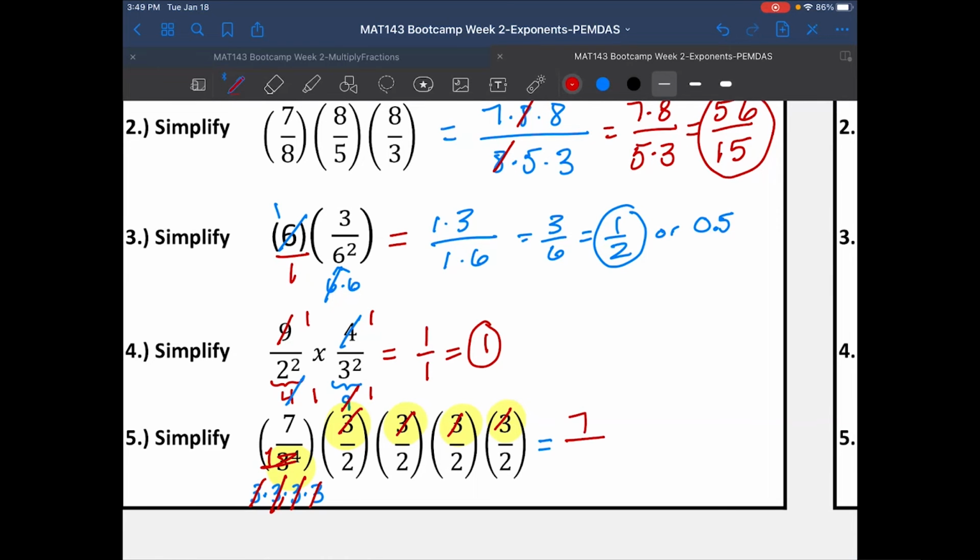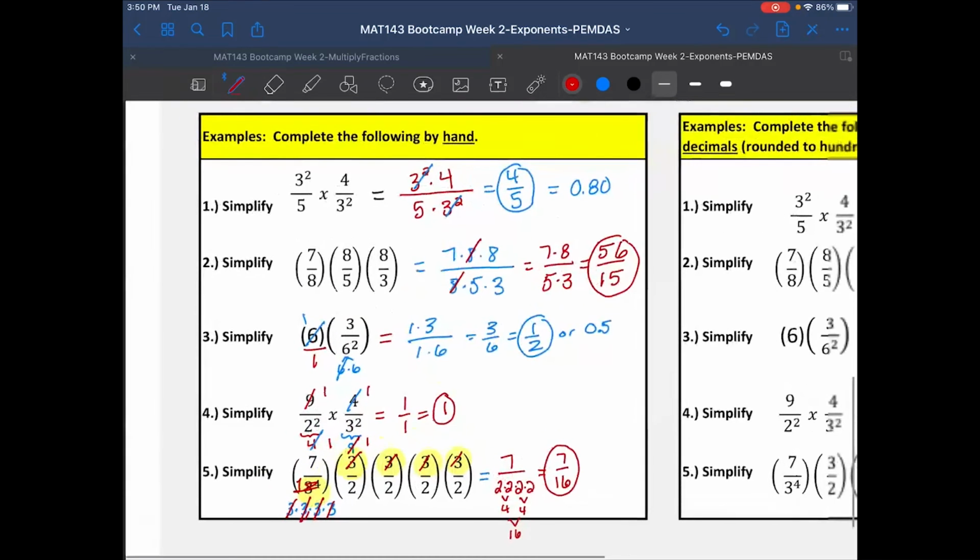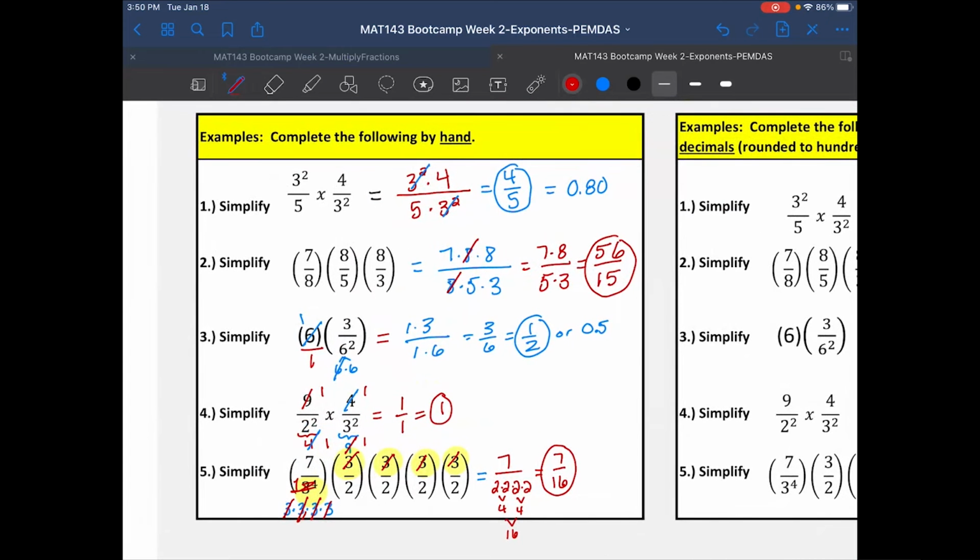So I'm left with a 7 in the numerator and 2 times 2 times 2 times 2 in the denominator. 2 times 2 is 4. 4 times 4 is 16. So we're left with the fraction 7 over 16, which again is what we got in Excel. I think it's important for us to know how to do these by hand, as well as how to input them into Excel.